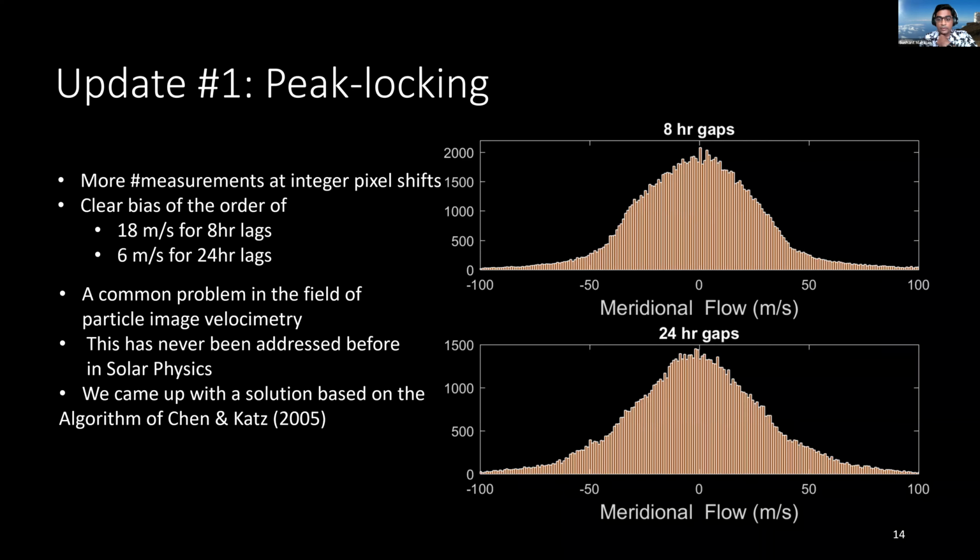What we did was we implemented an iterative procedure to converge to the actual peak of the correlation coefficient, which made these histograms smoother and improved the accuracy 5-fold.